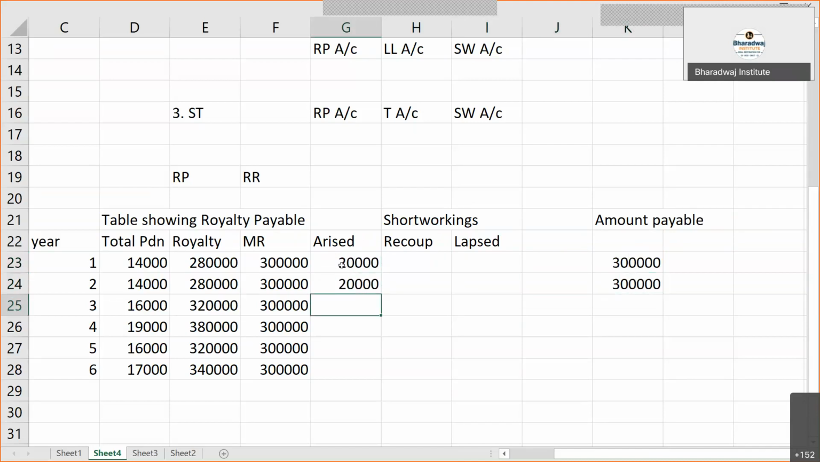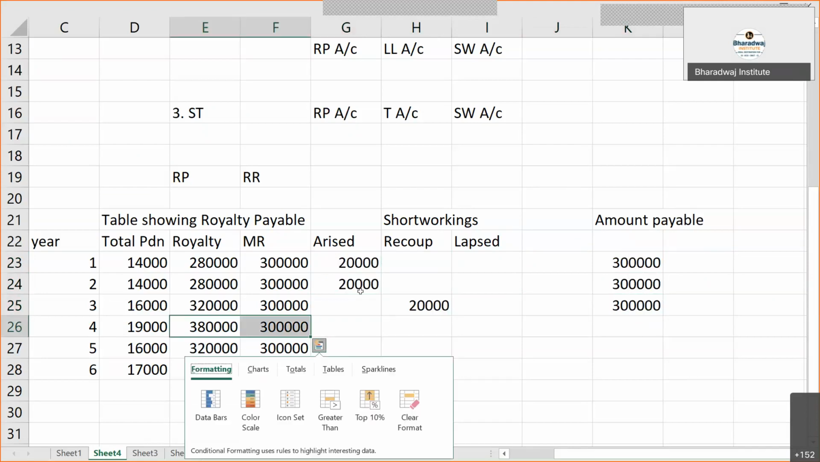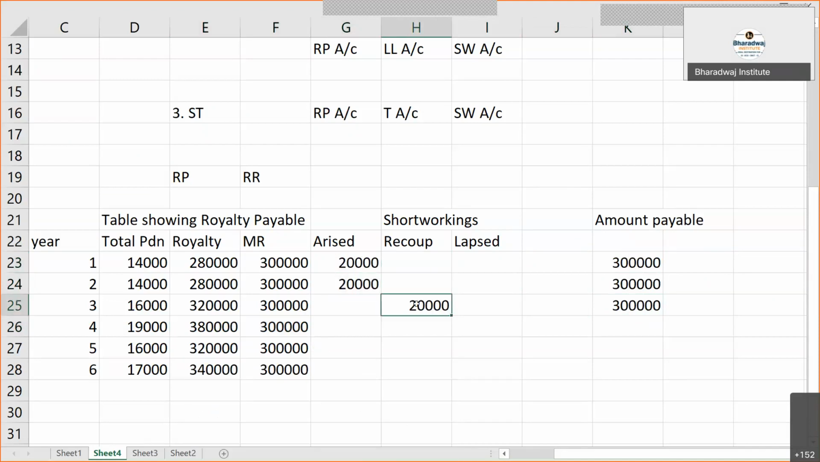Third year there is a surplus of 20,000. Adjust it and pay 3 lakhs to the landlord. Next year surplus may be 80,000. Don't adjust 80,000. Out of 40, 20 has been recovered. You have to adjust 20,000 more. Then how much will you pay to the landlord? 3,80,000 minus 20,000. You have to pay 3,60,000 to the landlord.